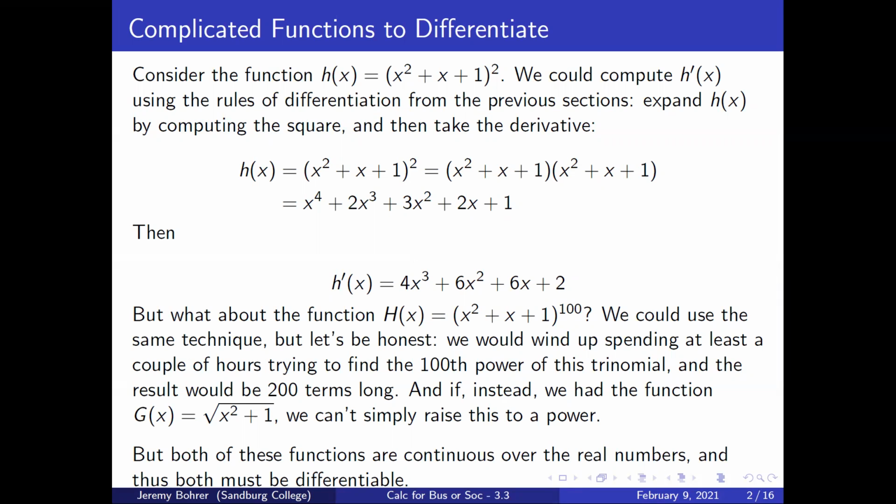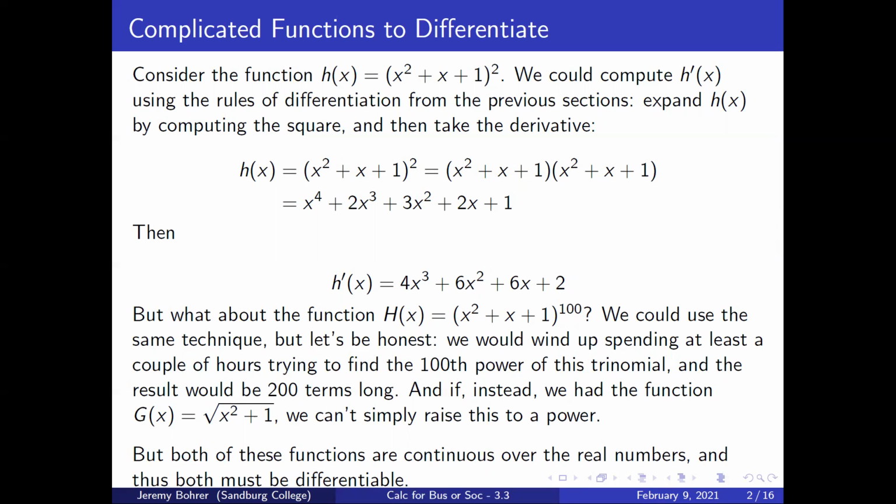h of x equals (x squared plus x plus 1) squared, which is (x squared plus x plus 1) times (x squared plus x plus 1), which equals x to the fourth plus 2x cubed plus 3x squared plus 2x plus 1. Then h prime of x equals 4x cubed plus 6x squared plus 6x plus 2.